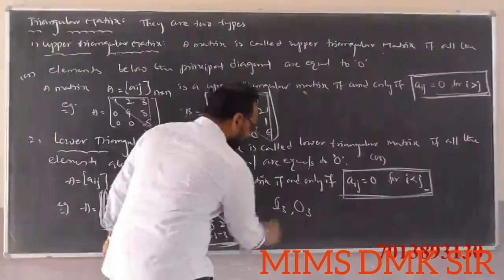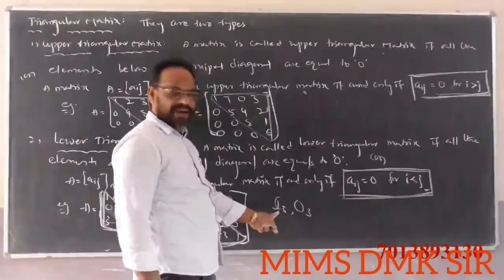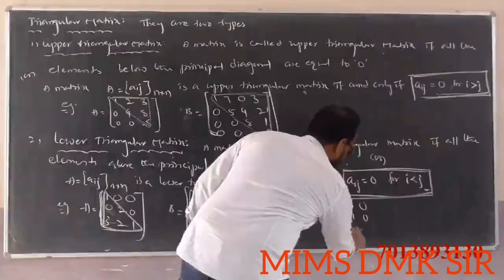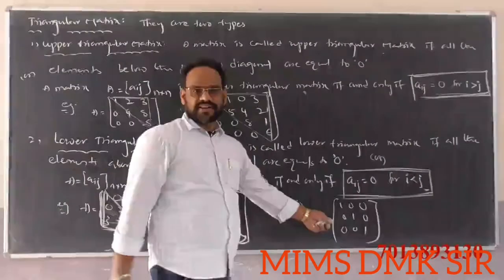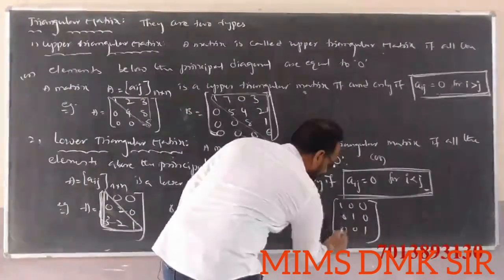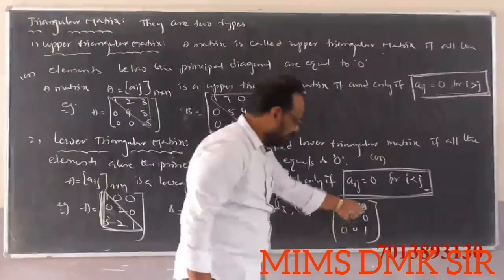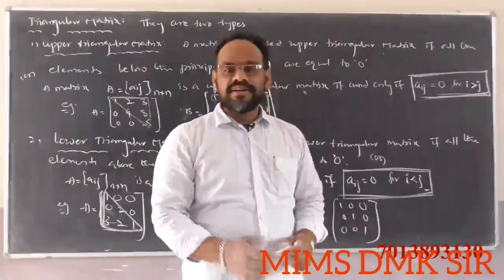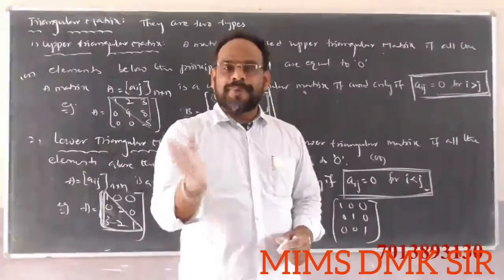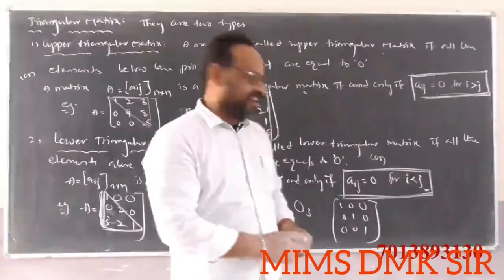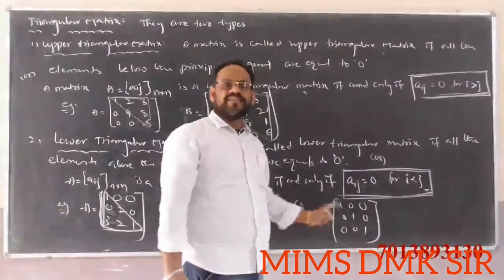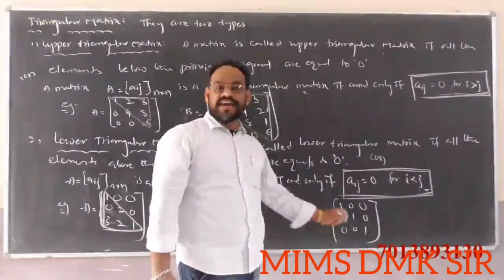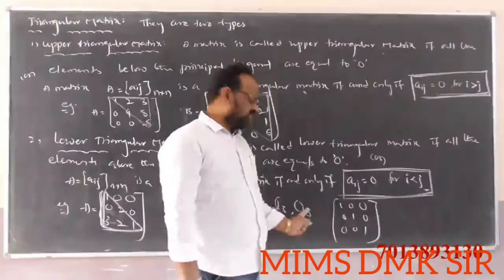Why? Because if you take the unity matrix I3, that is 1 0 0, 0 1 0, 0 0 1. Observe here, this is a unity matrix. Below the principal diagonal all the elements are zeros, and above the principal diagonal all the elements are zeros. So this matrix is called what? Both an upper triangular matrix and a lower triangular matrix. I3, I4, I5, I6 are both upper triangular matrices as well as lower triangular matrices. Also the null matrix.